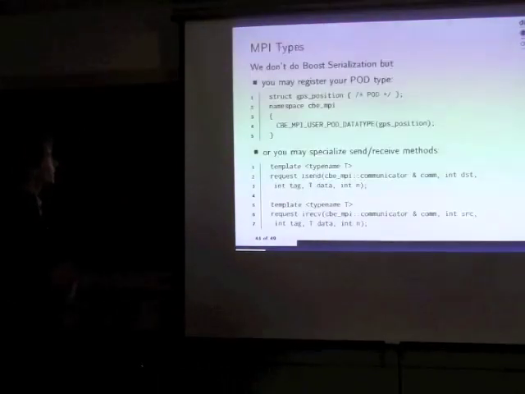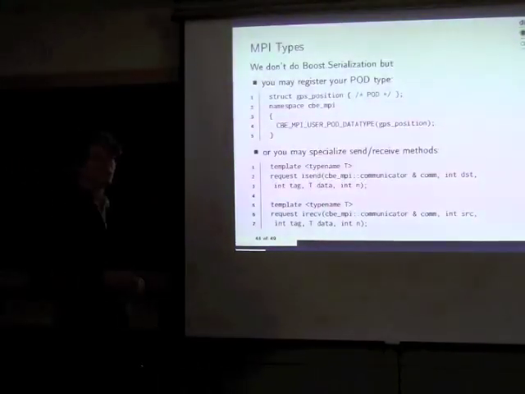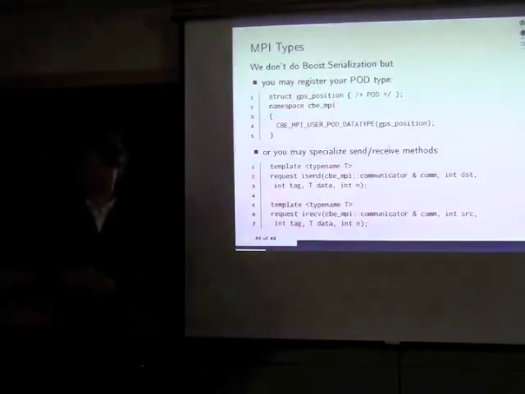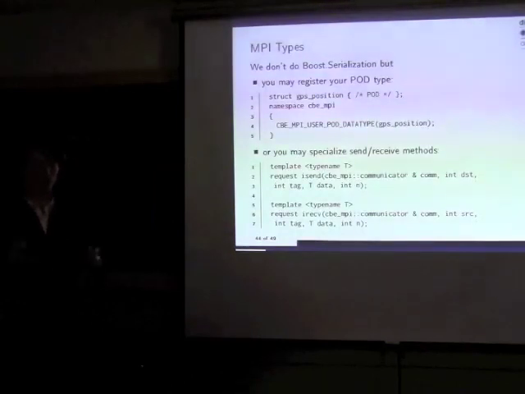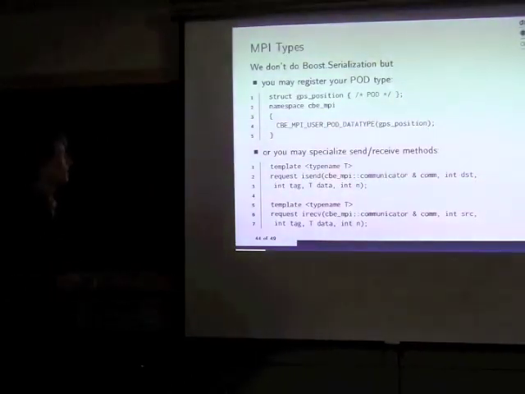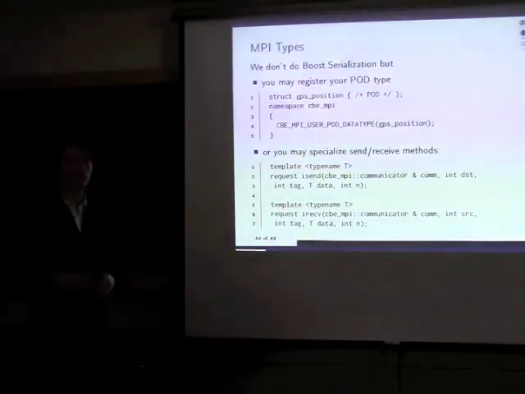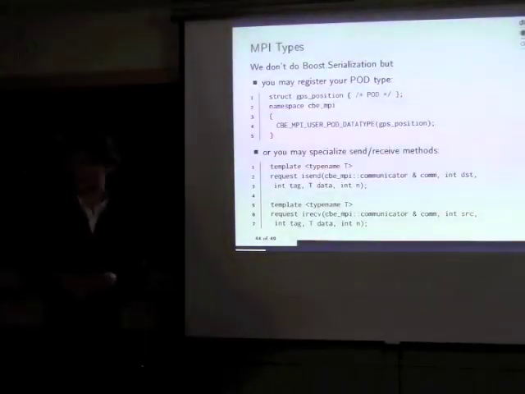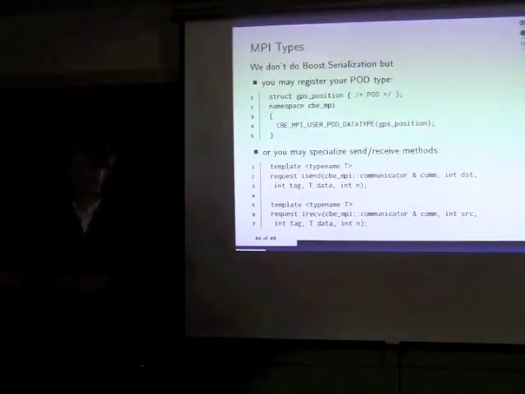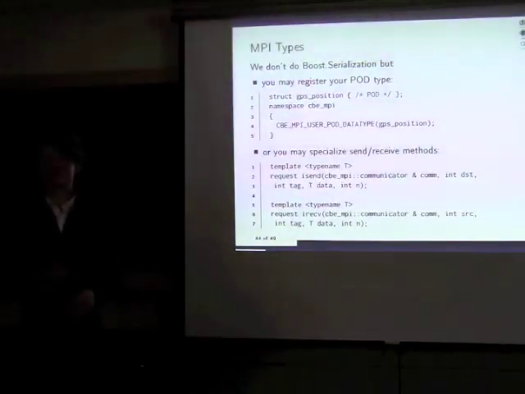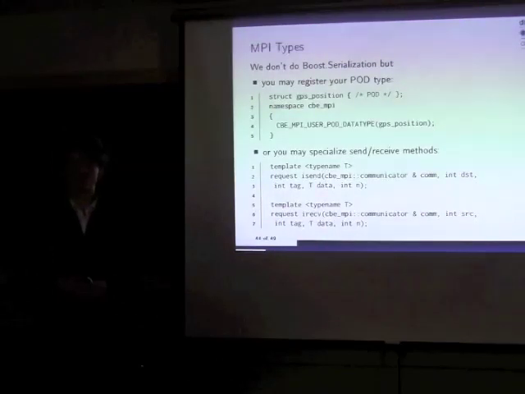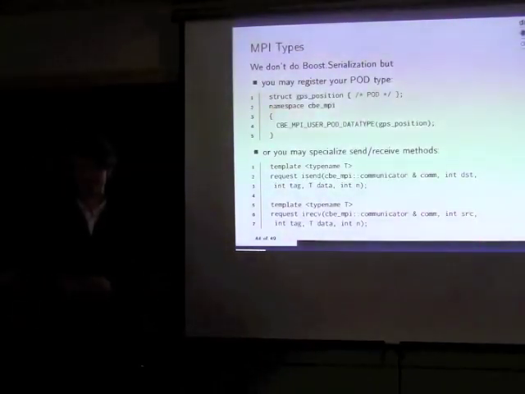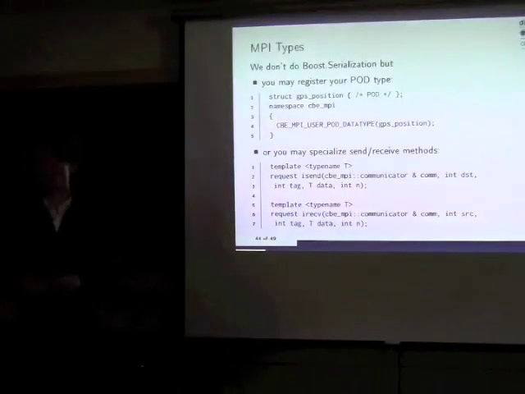Okay. Now, types. One of the big advantages of MPI and Boost is serialization. You can send whatever you want, and it works most of the time. You maybe know more about that than I do. We don't do Boost serialization. It's too big an overhead. That doesn't fit in the memory. It's too big an overhead for us. So we are limited in this way.